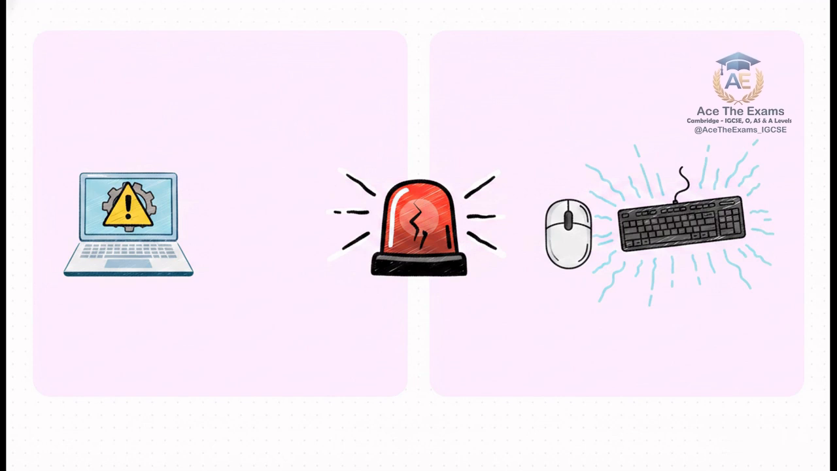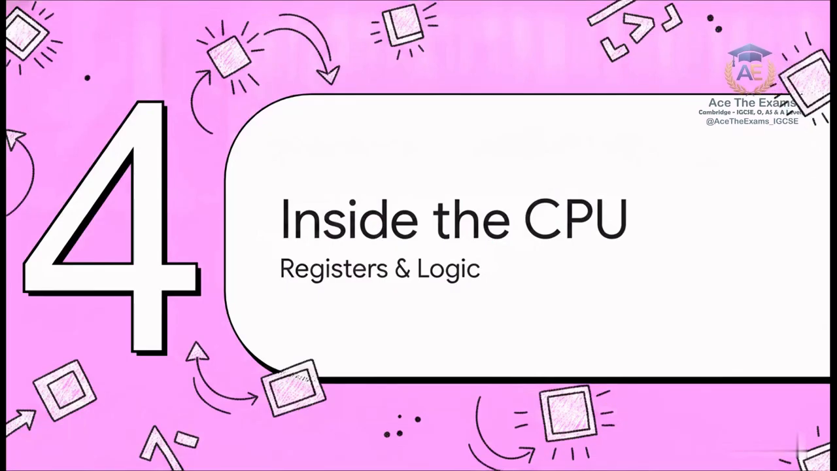Hardware interrupts, though, are physical triggers from the outside world, like pressing a key on your keyboard or clicking your mouse. Both demand the operating system's immediate attention, but they originate from completely different places in our pipeline. Section 4, Inside the CPU, Registers and Logic.